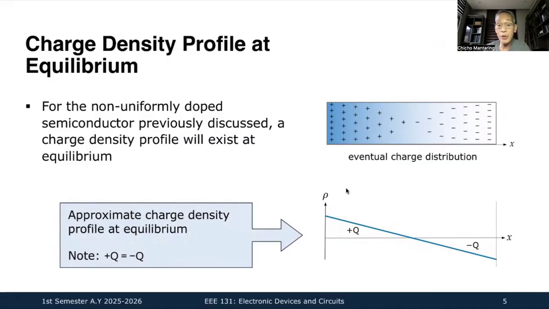And it must be true that the magnitude of the positive charge will be equal to the magnitude of the negative charge, because your semiconductor to start with is neutral.